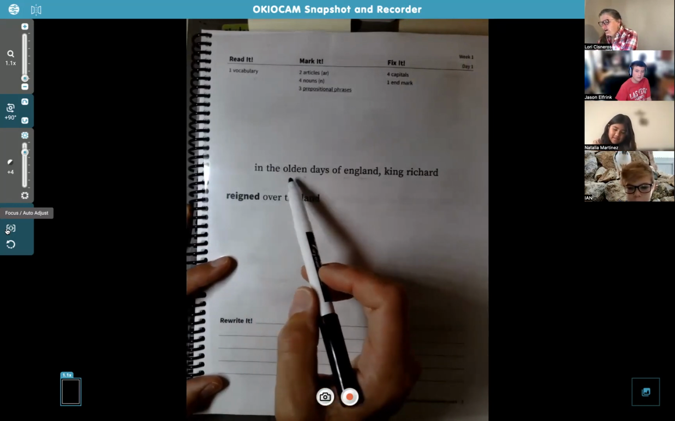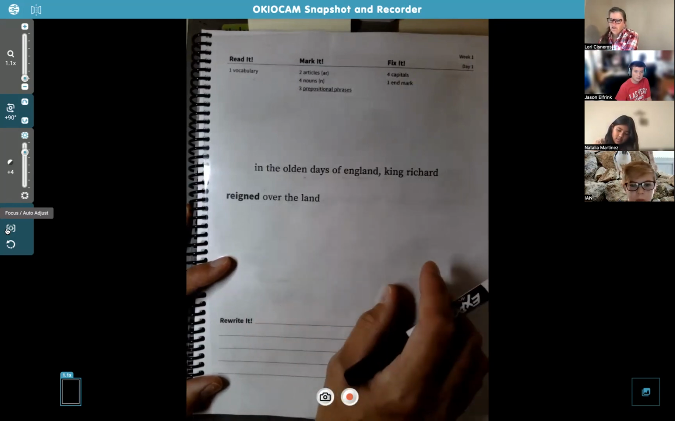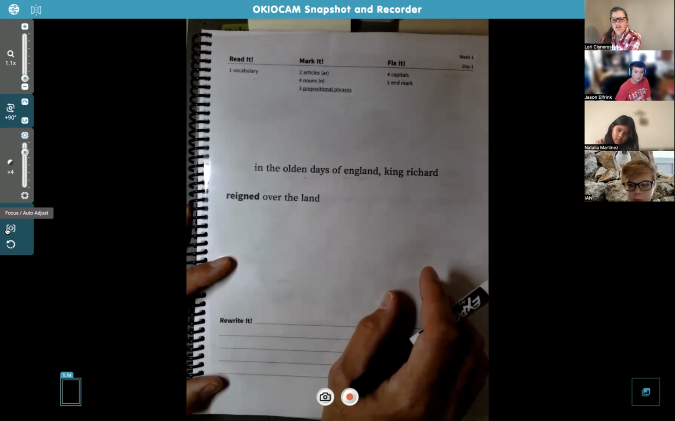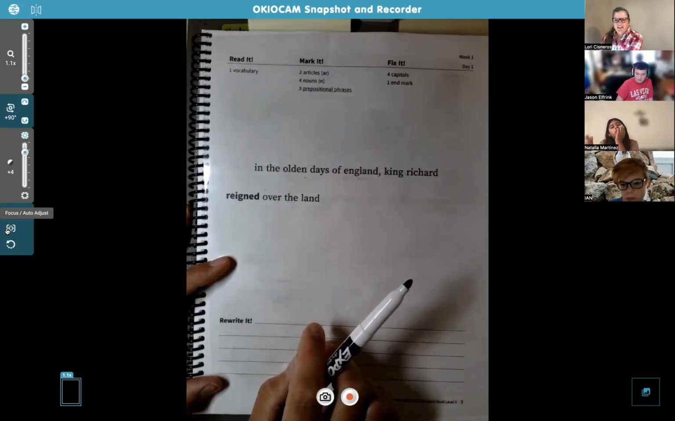It says, in the olden days of England, King Richard reigned over the land. By the way, I forgot to tell you that this story is Robin Hood. You probably saw that on the front of your book. There's lots of versions of that story. We have the Disney version, which is the cartoon, right? We have live action versions, several of them, of Robin Hood, but he's a character who fought the bad guys to protect his city, right? And he was kind of a rebel in his personality because he didn't like following the rules.